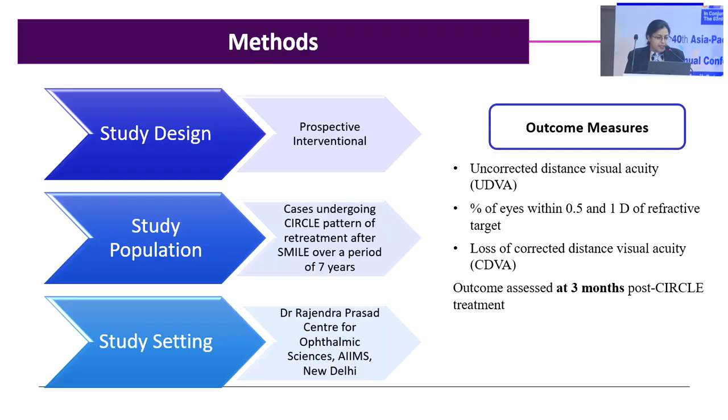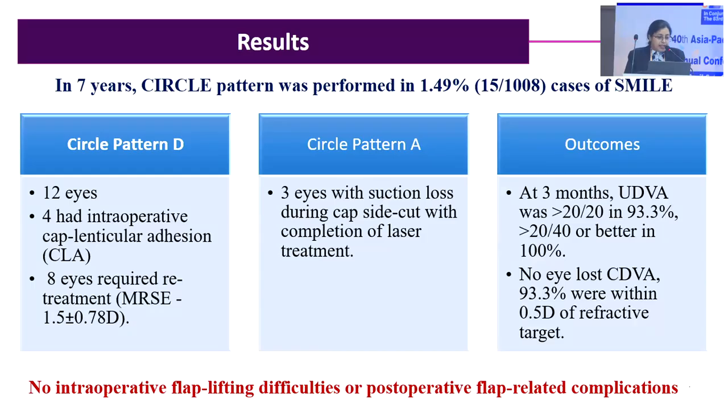It was a prospective interventional study of cases undergoing circle pattern of retreatment after SMILE over a period of 7 years, conducted at RP Center for Ophthalmic Sciences, AIIMS, New Delhi. The primary outcome measure was the uncorrected distance visual acuity. The other outcome measures were percentage of eyes within 0.5 and 1 diopter of refractive target, and loss of corrected distance visual acuity assessed at 3 months post-circle treatment.